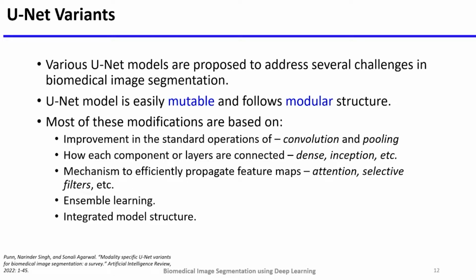Another aspect to see is how to propagate feature maps from the encoder layer to the decoder layer, such as in skip connections, where several attention filters have been introduced. There can also be ensemble learning where we can combine the segmentation results of multiple models, and there is also a possibility of integrating other models into the U-Net model such as GAN-based U-Net, transformer-based U-Net, etc. Now let's see some of these modifications.